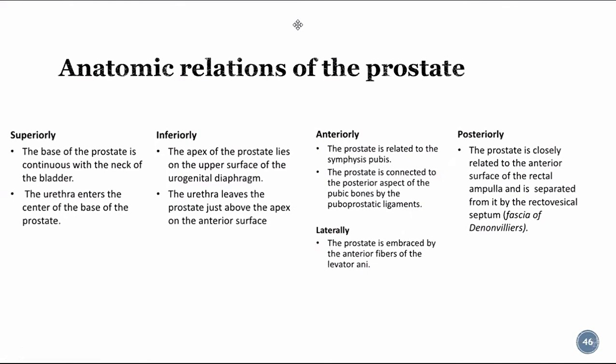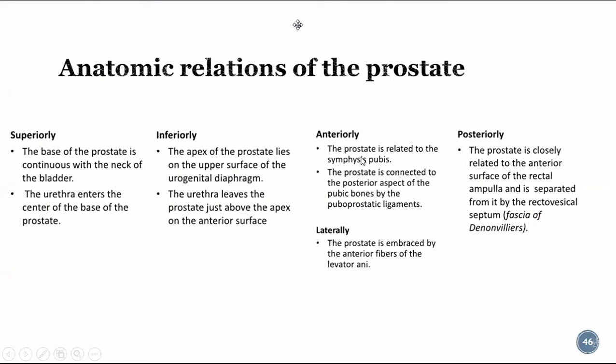Anatomic relations of the prostate. Superiorly, the base of the prostate is continuous with the neck of the bladder. The urethra enters the center of the base of the prostate. Inferiorly, the apex of the prostate lies on the upper surface of the urogenital diaphragm. The urethra leaves the prostate just above the apex.